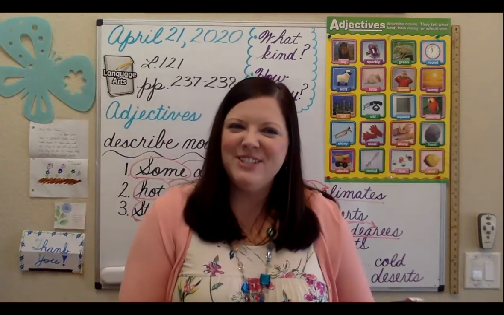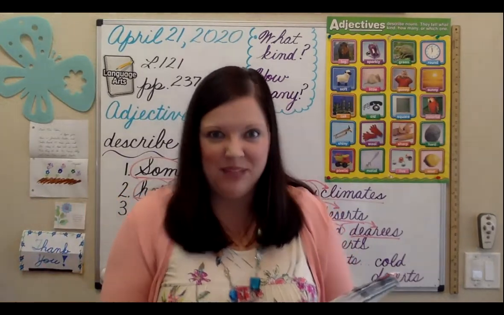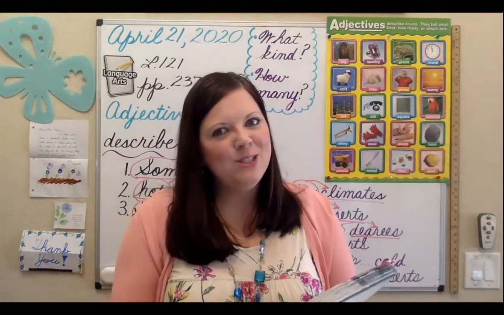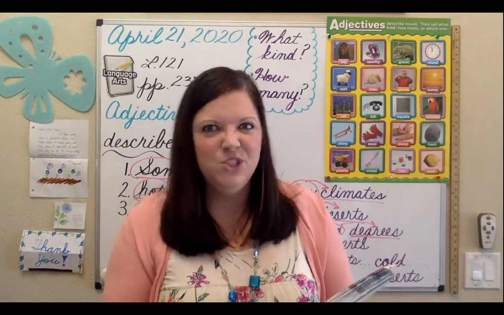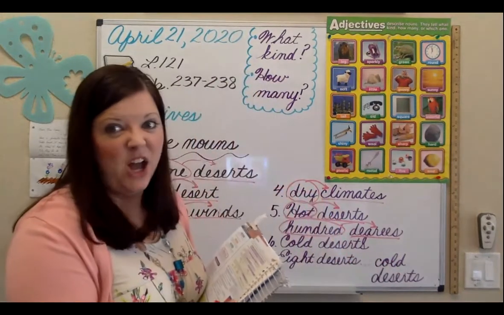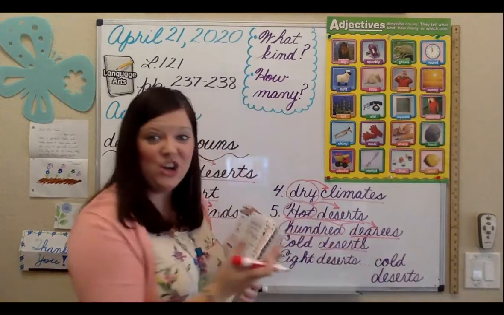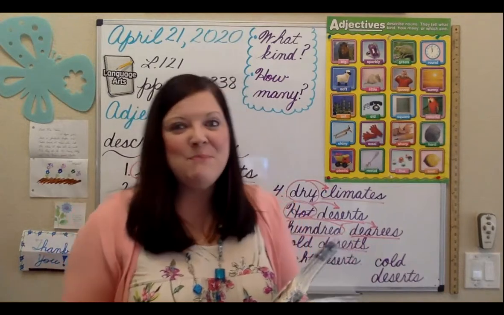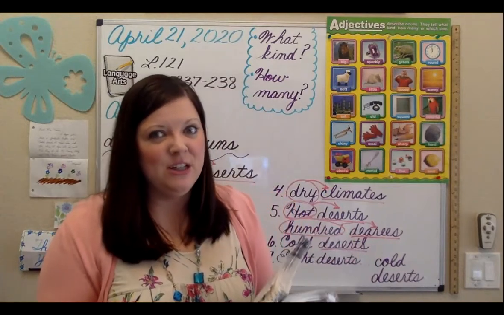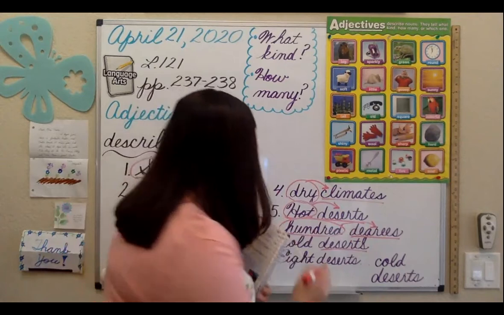Number 6, cold deserts receive snow instead of rain. Oftentimes when we think of deserts, we think of really hot places, but deserts can also be really cold. 2 extremes, almost like opposites. Deserts is still our noun, it's still a place, but what kind of deserts are we talking about here? Cold deserts.